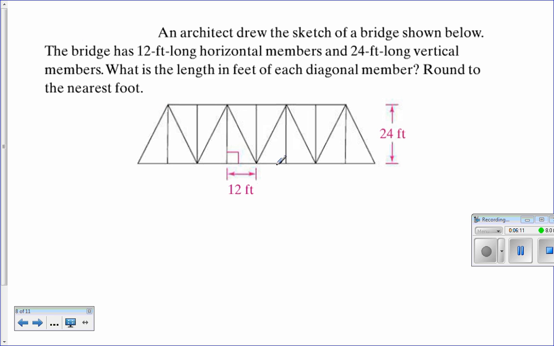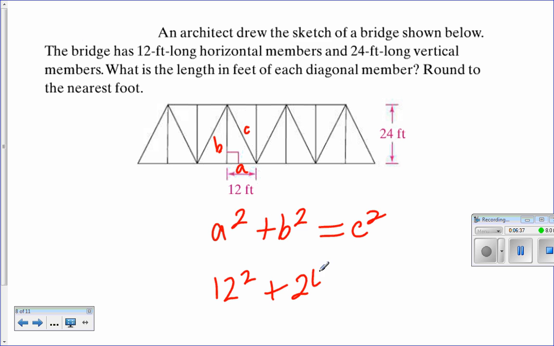So we know on a triangle that we have to have A, B, and C. So here we know what A is. It tells us that these lengths are 24, so we know what our B is, and we're looking for our diagonal. So we're still using A squared plus B squared equals C squared, and we're trying to find what C is. So I'm going to plug in 12 squared plus 24 squared equals c squared. Go ahead and solve this on your own.